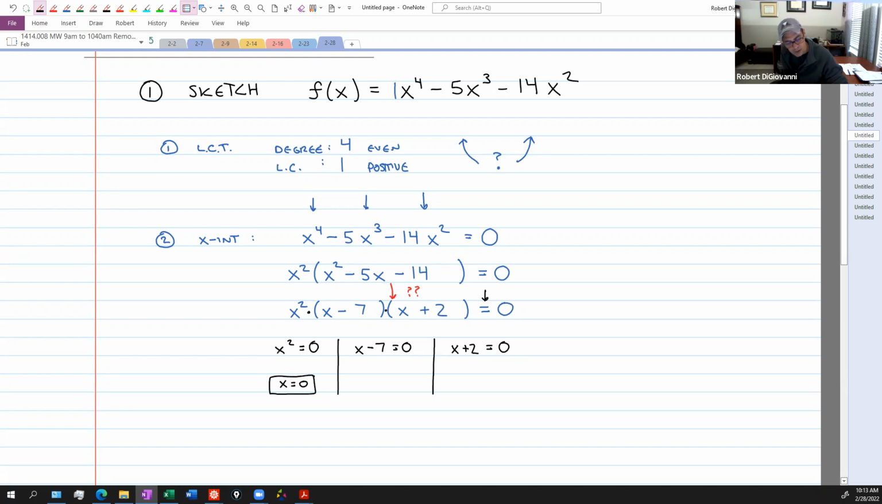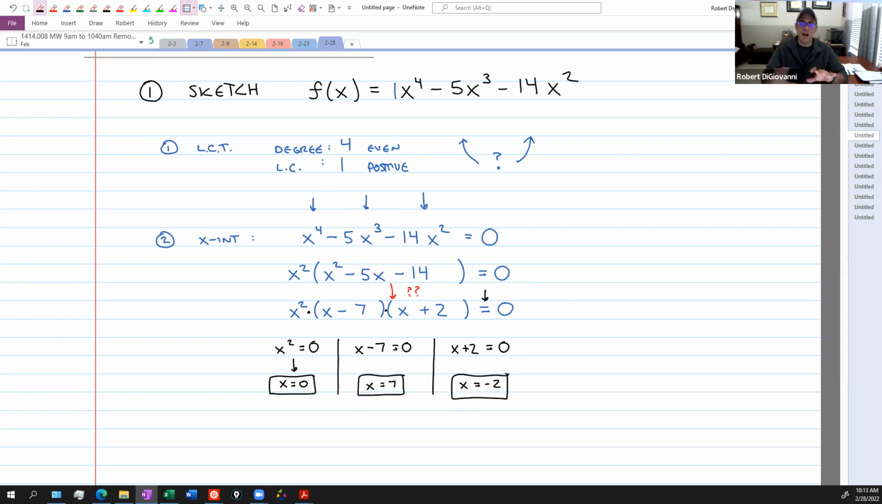The only number you can square and get 0 is 0 itself. This has a solution of 7, just adding 7 to both sides. This has a solution of -2. Okay. Questions there?